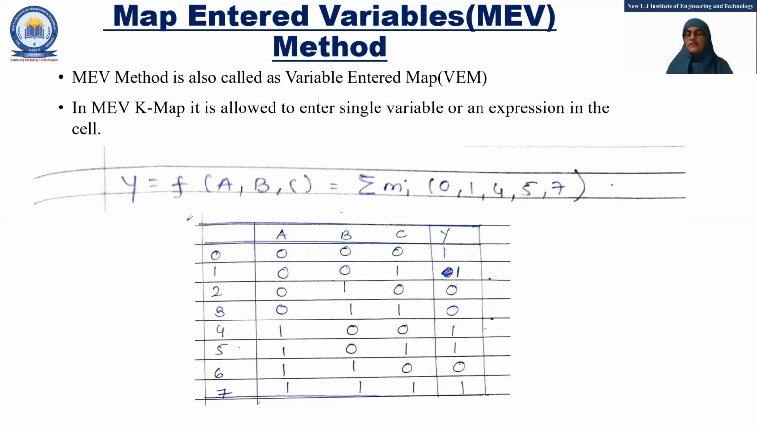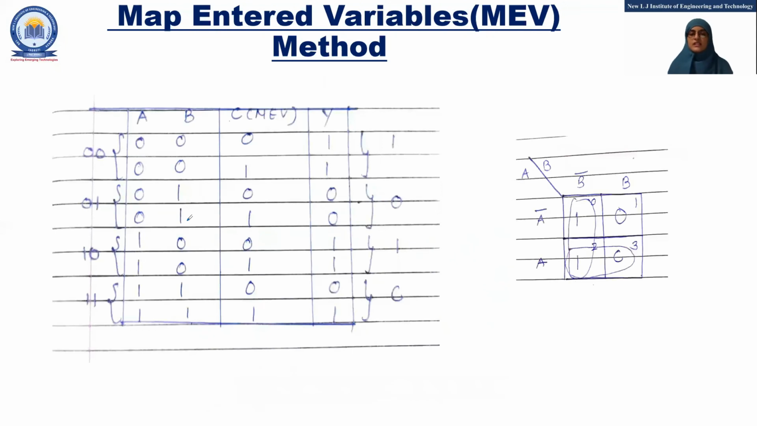Next, we will consider the C input as an MEV. Now we can see that for input AB, the first and second terms, which are 0, 0, are the same. So we will group them. Same for the next terms, which are 0, 1, then 1, 0, and then 1, 1.